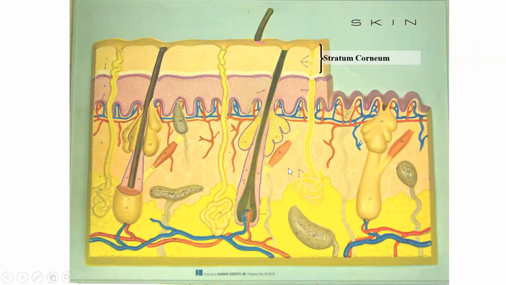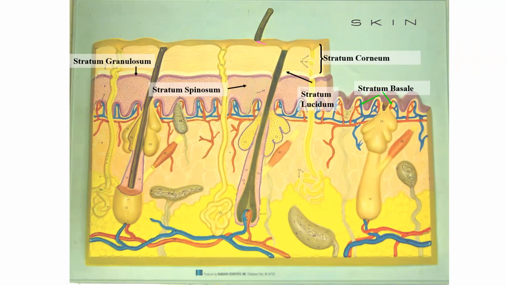The stratum corneum, dead tissue, waterproof, protecting us. This clear layer is called the stratum lucidum. Below that, we have the stratum granulosum, stratum spinosum, and we move down to the basement layer here, where we have that layer of connective tissue attaching the epidermis to the dermis. So this is the stratum basal here.